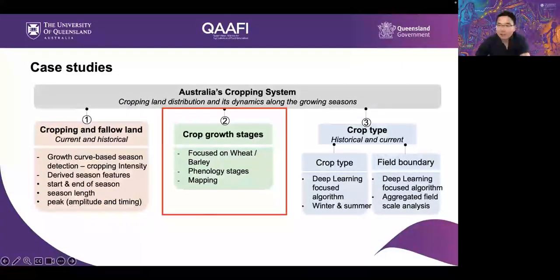And now we are moving on to the second case study. In our second case study today, we focus on discerning crop growth stages using remote sensing technology. We characterize the growth of crops by fitting a curve to the available remote sensing data. By analyzing these growth curves, we extract specific features along the curve and then correlate these features with the observed phenological stages of crops. For the scope of this analysis, we have narrowed our attention to wheat and barley crops only at this stage.